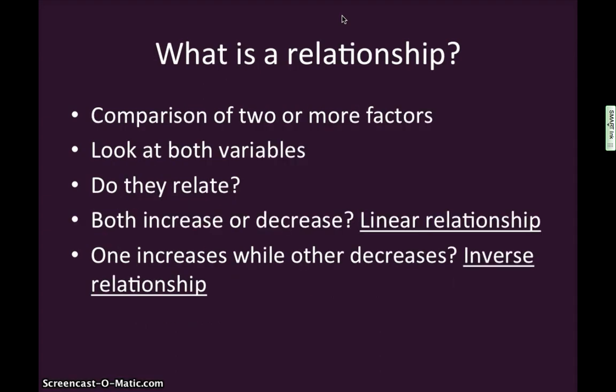What is a relationship? Well, a relationship compares two or more factors. Most of the time we're going to have two variables that we'll be comparing how they relate to each other, if at all. First, you have to say, do they even relate? If one factor doesn't affect another factor, like, let's say, your hair color affects how hungry you are, then there's no relationship between those two variables. Sometimes there's a strong relationship and sometimes not so much.